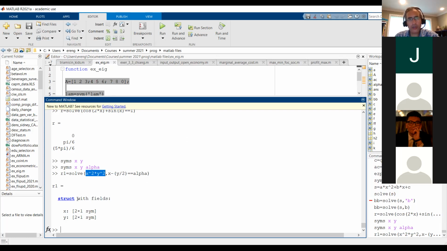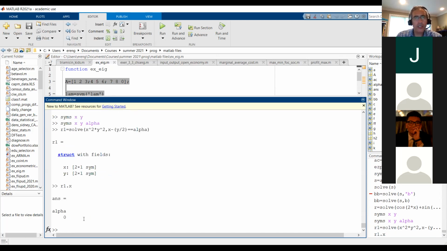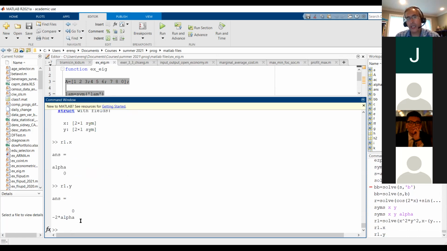Okay, this is important, guys, to have a structure. So it means that X is a structure that contains a 2 times 1, the size is 2 times 1, and Y also has 2 times 1. So if you want to address one of the elements of X, it's R1, comma, X. The solution is going to be alpha, comma, 0. And if you want to see the values of Y that satisfy this equation, it is R1, comma, Y. Y is going to take the value 0 minus 2 times alpha, right?